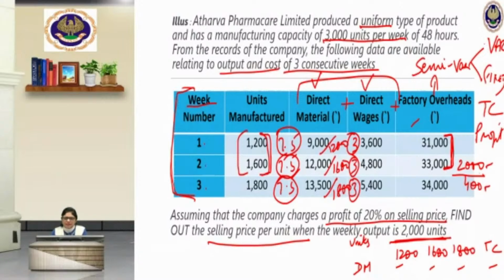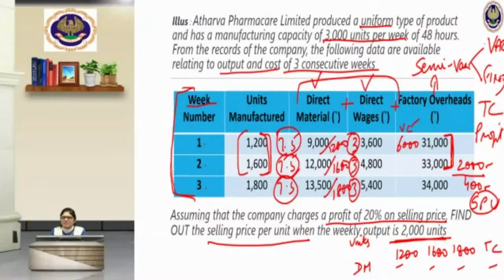So how much will you get? 2,000 divided by 400. How much is it? 5 per unit. We have calculated the variable cost per unit in 31,000 and 33,000. So 5 per unit will be the variable proportion in these factory overheads. I'm repeating, 5 per unit will be the variable cost per unit. Now you calculate the variable proportion. 1,200 into 5, 6,000 should be the variable cost in 31,000. 6,000 will be the variable proportion.